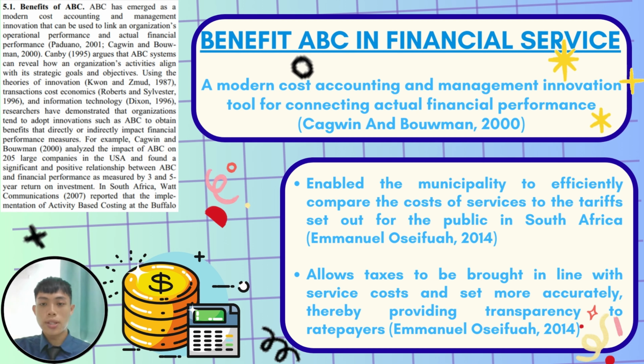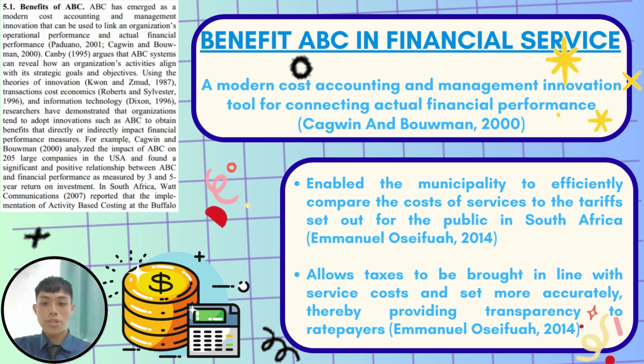According to Calvin Improvement in the 2000s, the ABC system has been raised as a modern accounting and management information tool for connecting actual financial performance. Some research has demonstrated that organizations that tend to adopt innovations, such as the ABC system, tend to obtain benefits that indirectly or directly impact financial performance measures. Moreover, they also analyzed the impacts of ABC on 205 large companies in the USA and found significant and positive relationships between ABC and financial performance, as measured by 3 and 5-year returns on investments.